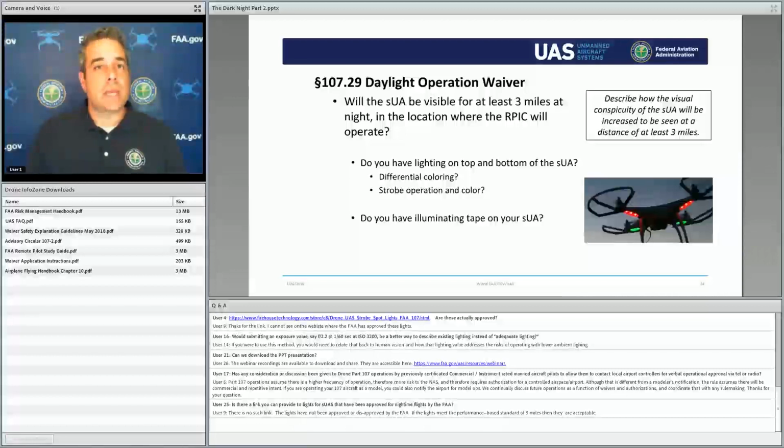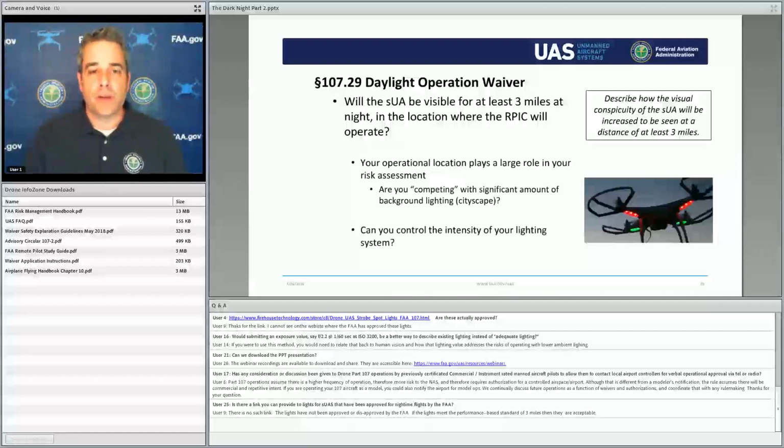Some folks have used illuminating tape that is just simply glow-in-the-dark tape. Excuse me, that may work for your operation as well. Again, your operation is individual. So whatever works best for you, whatever safety mitigations you're providing, please provide that to us.